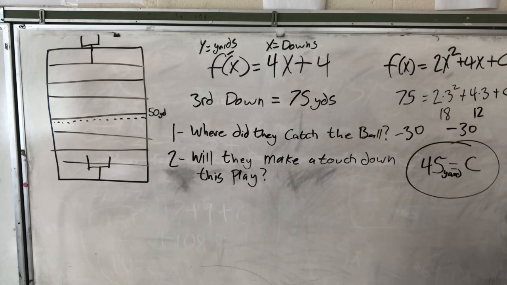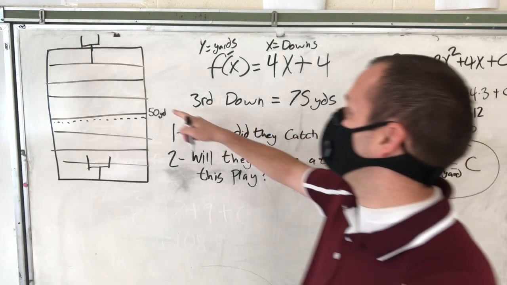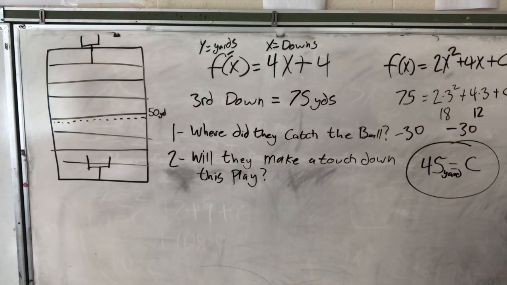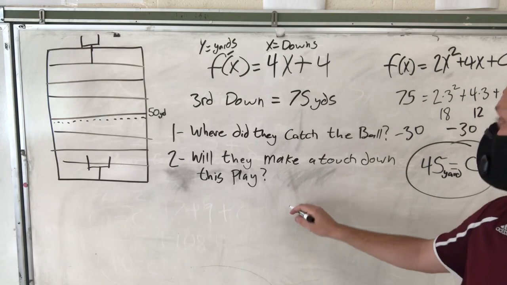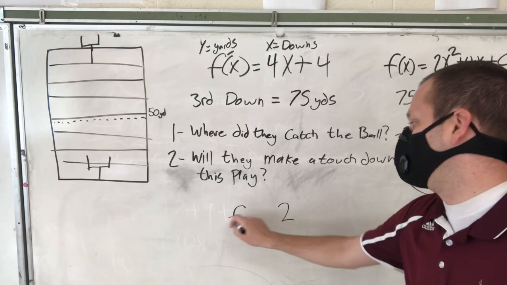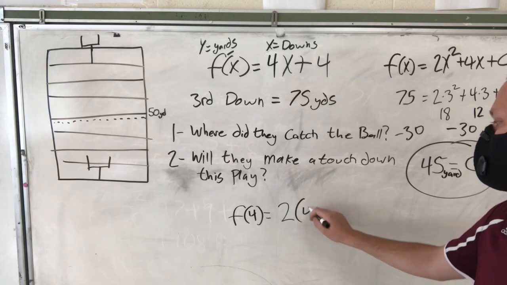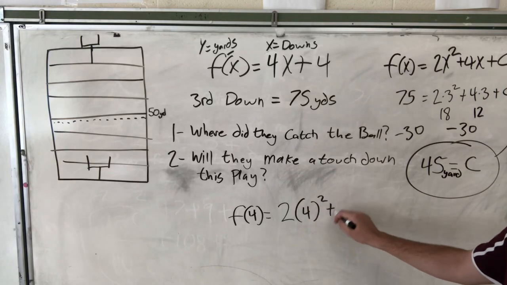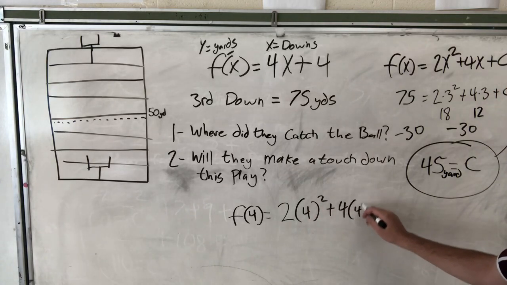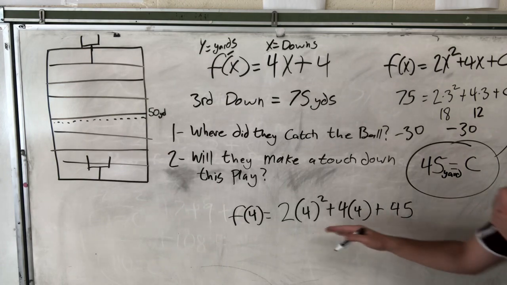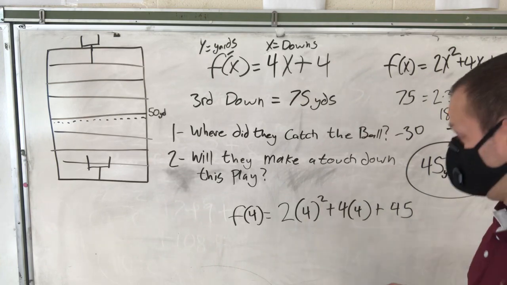We want to know, by fourth down, are they going to get the ball into the end zone? Well, what am I going to do? I'm going to take this equation that I've got, I'm going to plug in 4. So we've got f of 4 equals 2 times 4 squared plus 4 times 4 plus 45. So tell me by the end of the fourth down where we got to.